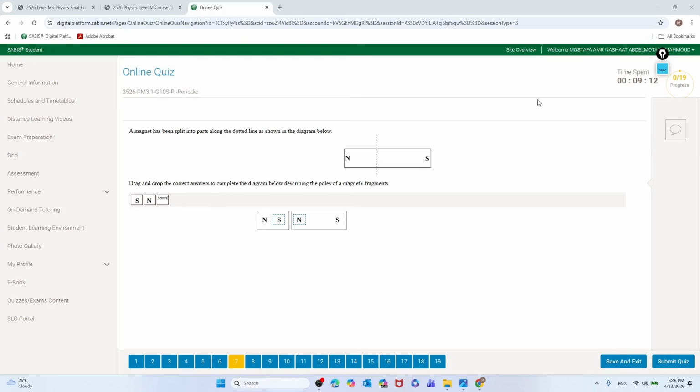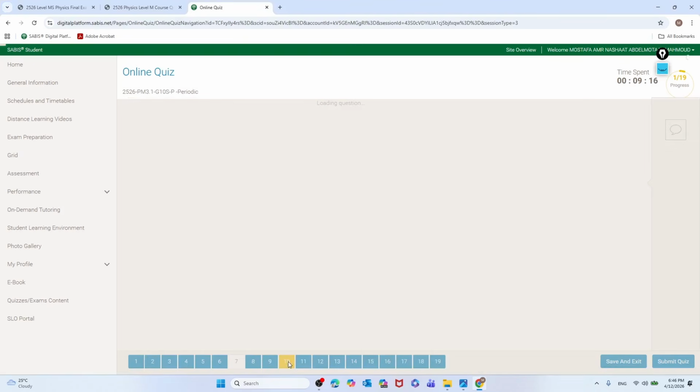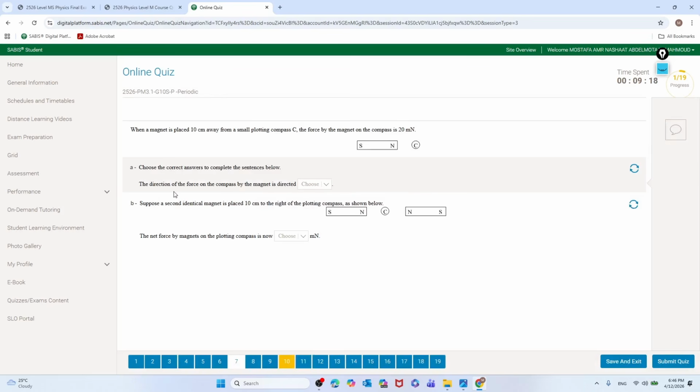Okay? So now I'm going to go to question 10. The direction of the force on the compass by the magnet.